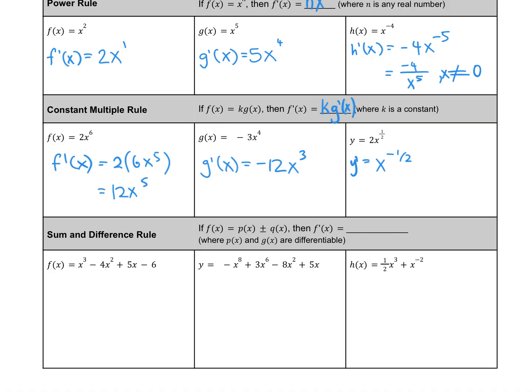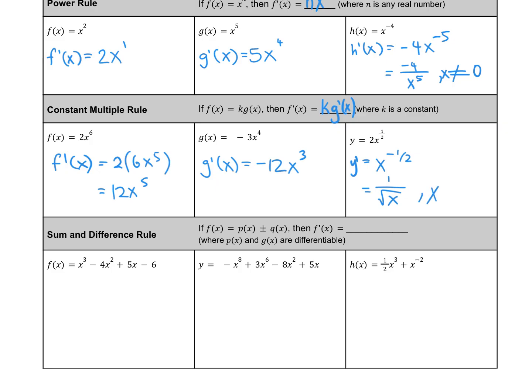And now again, I'm going to take this a step further. I don't want that negative exponent, so I'm going to bring it down into the denominator. So I'm going to have 1 over x to the power of a half, but I'm also going to bring the root back in. So instead of x to the power of a half, I'm going to write the square root of x.